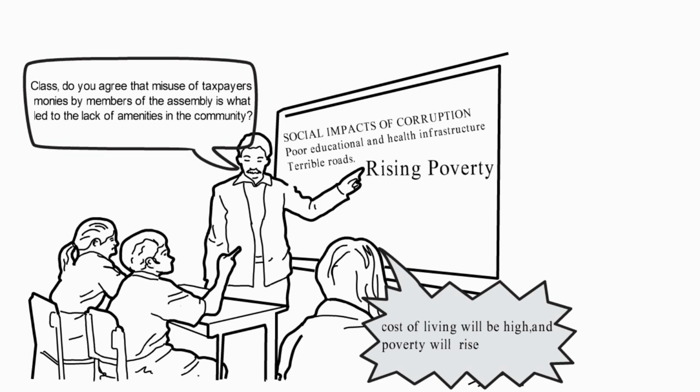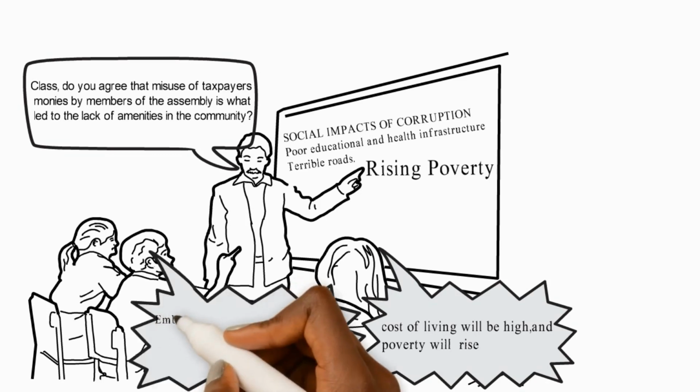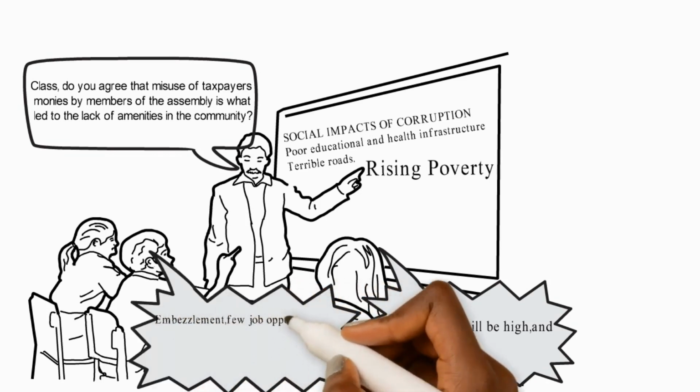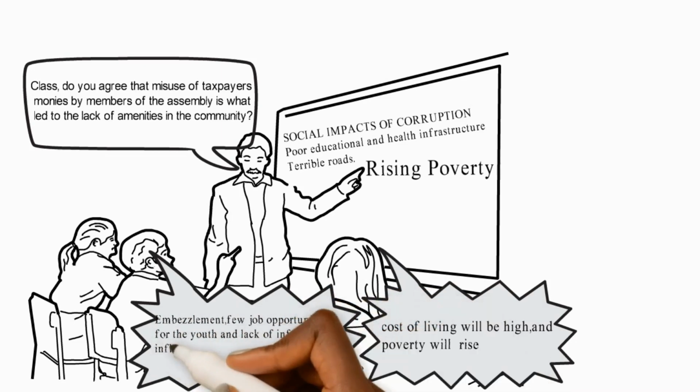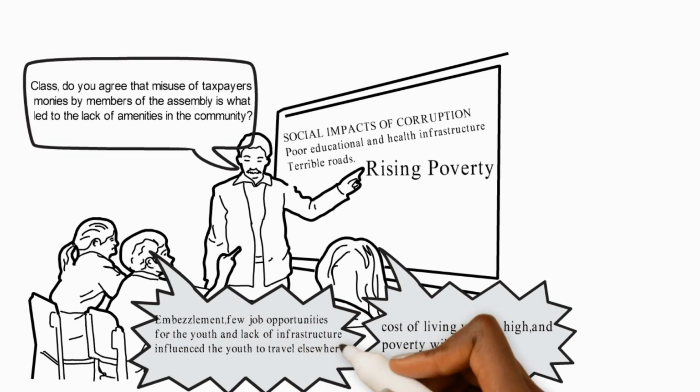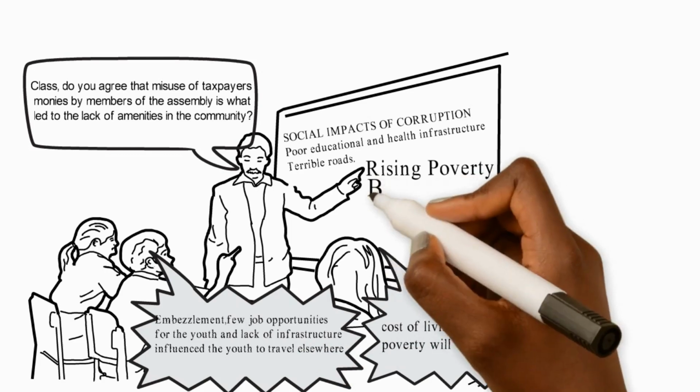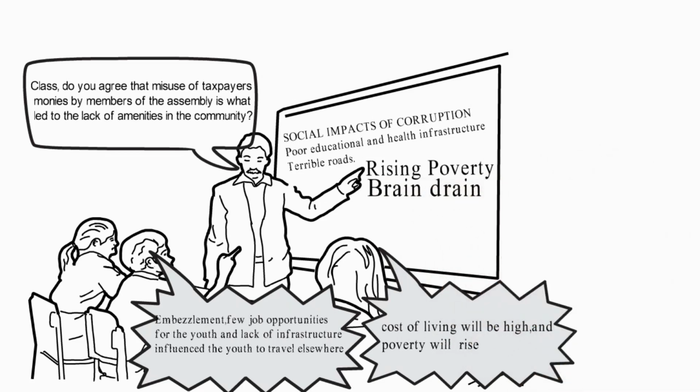Now, class, from the story, what other impact did the embezzlement of funds by the assembly members bring about? Embezzlements by the assembly members lead to a few job opportunities for the youth, and that, coupled with a lack of infrastructure, influence the youth to travel elsewhere for greener pastures. The desire of the youth to travel elsewhere for greener pastures with the belief that there is nothing better in their current community is termed brain drain. Brain drain is also an impact of corruption. Very good point, Nee.